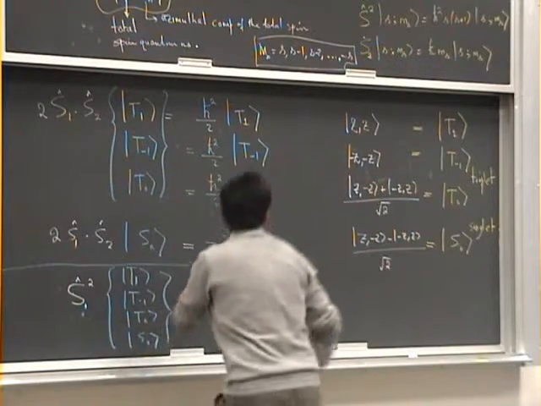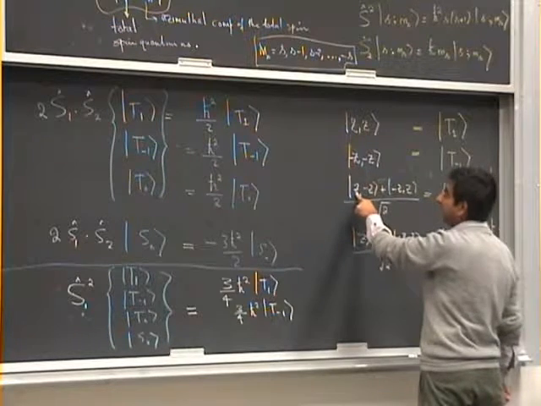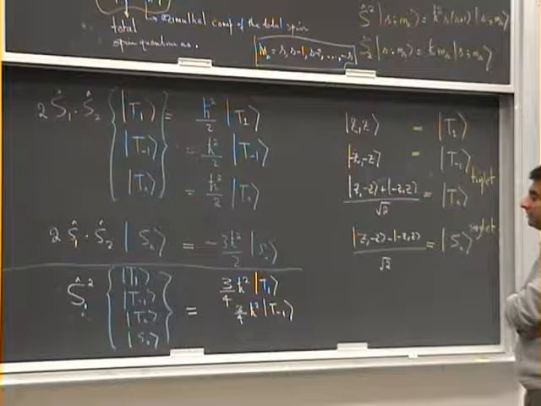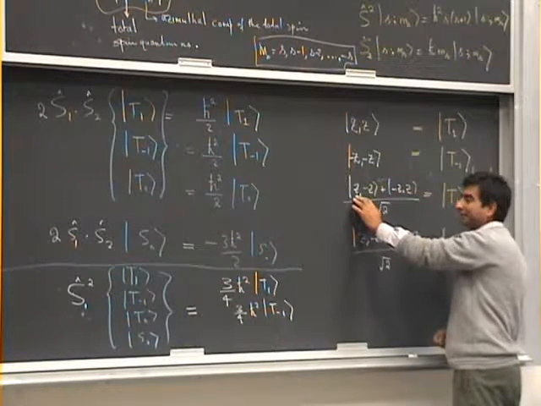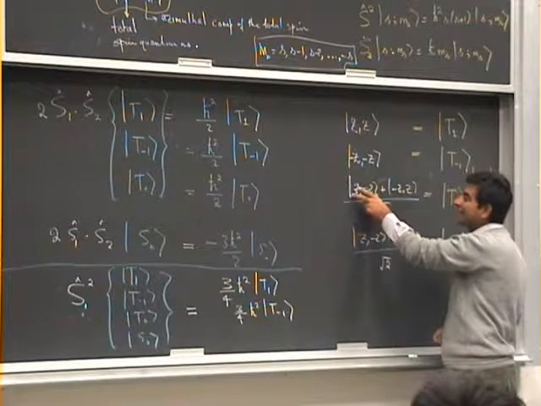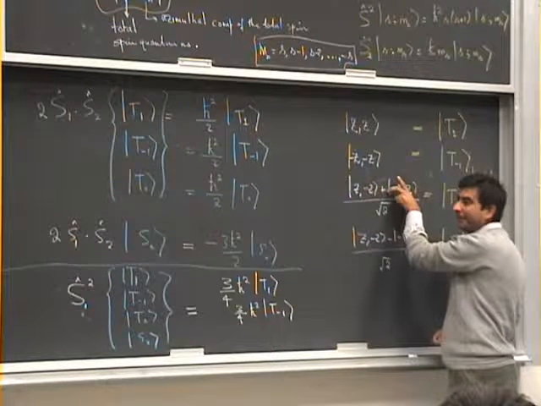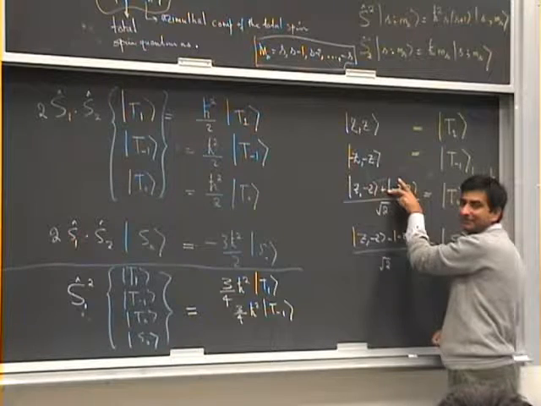Let's see what I get for this. What happens when S1 squared acts on this? When S1 squared acts on this, I get 3 by 4 h bar squared. From here I get 3 by 4 h bar squared.